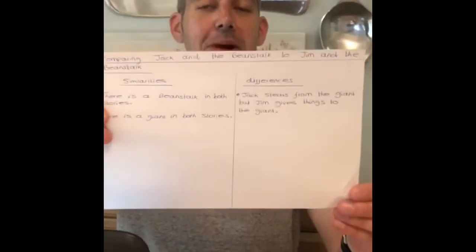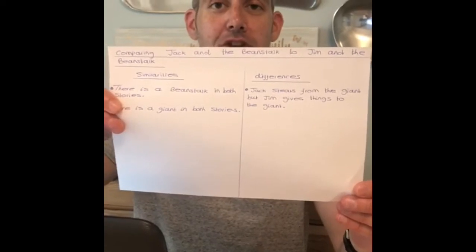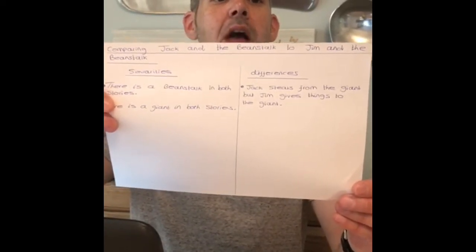Now we've got another activity you can do for the Jack and the Beanstalk story and for Jim and the Beanstalk, and that is comparing the two stories. I don't give too much away, so I want you to watch the stories for yourself. However, I've started a comparison here. These are on the drives as well, so you can look back and have a look at them.